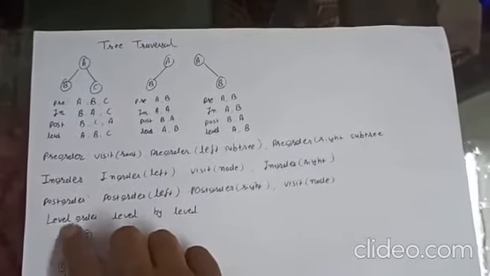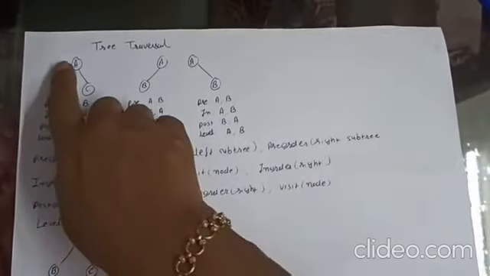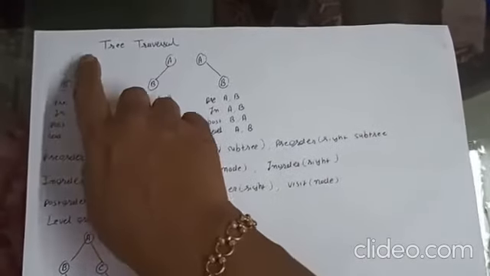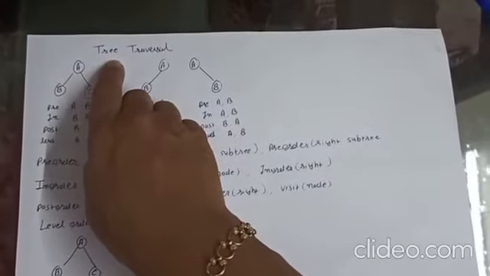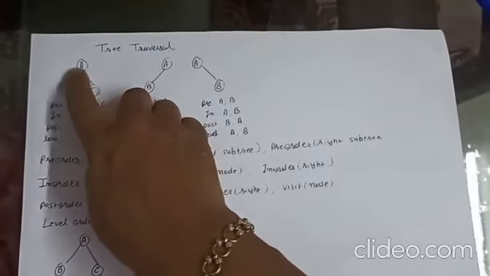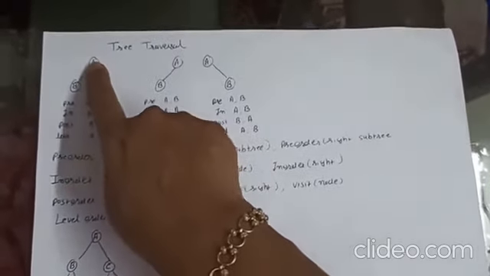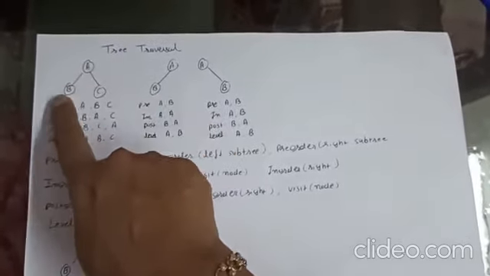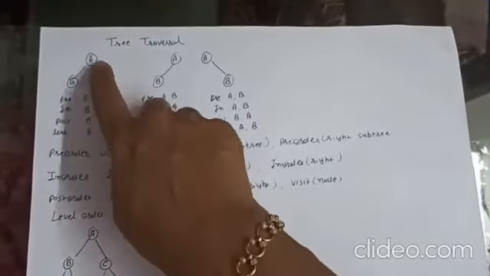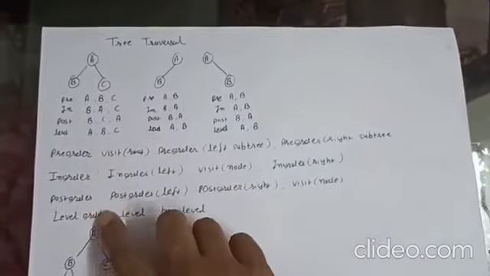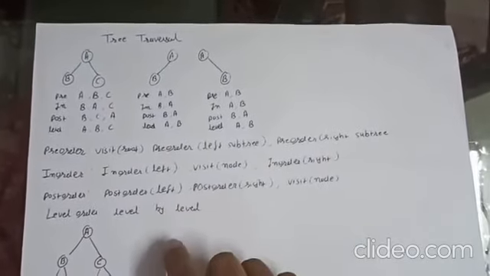And one more type of traversal is level order. We will visit the nodes of a tree level by level. So this is level 1. If you remember, we have discussed this earlier. The root is always at level 1. So this is level 1, A, and then at level 2, B and C. If we visit the tree like this, it is called level order traversal.